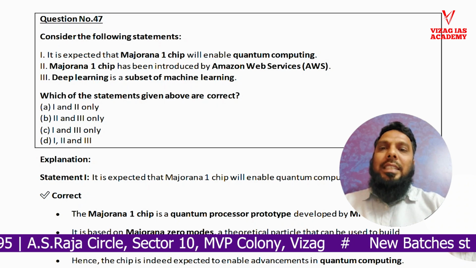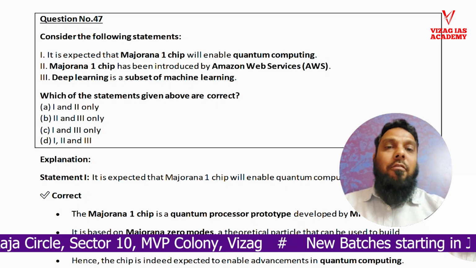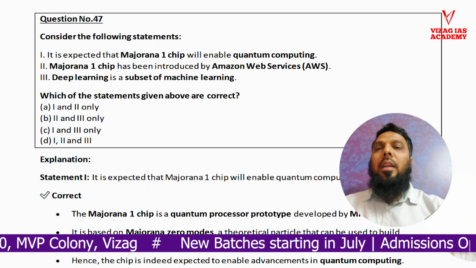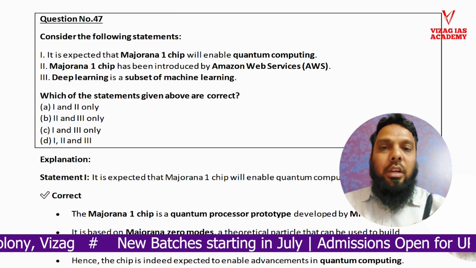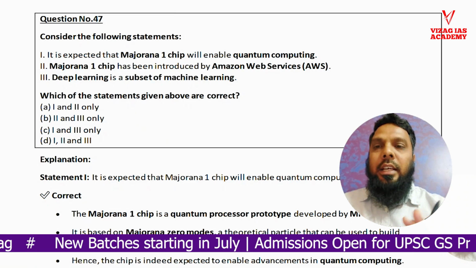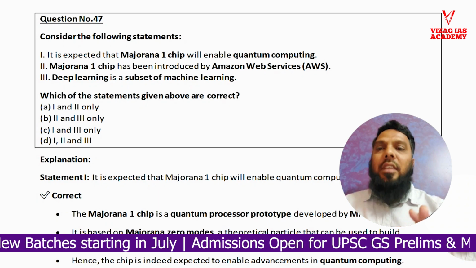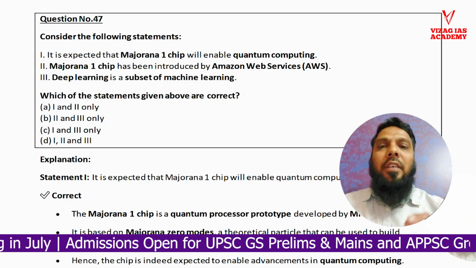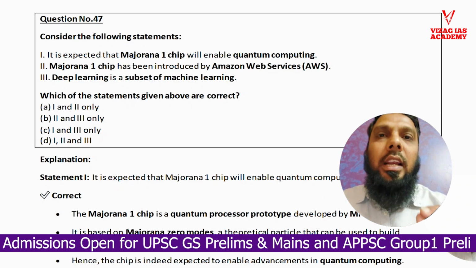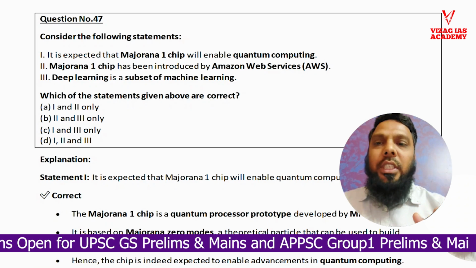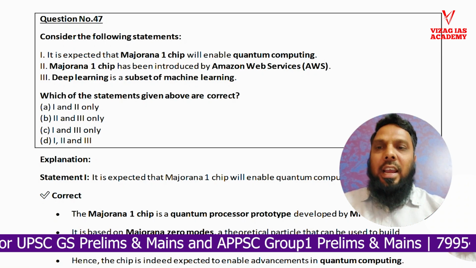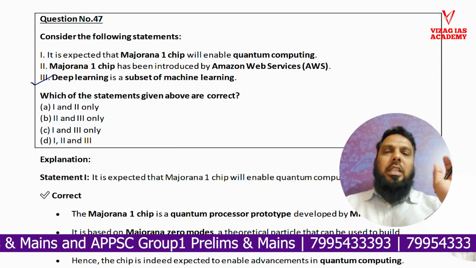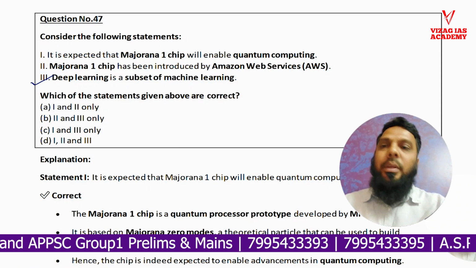Then, the Majorana 1 chip has been introduced by Amazon Web Services. AWS is what is called Amazon Web Services. Now, the third statement is deep learning is a subset of machine learning, right? Three things. When we discussed classes related to science and technology, we definitely saw machine learning, artificial intelligence, and also deep learning, right? So statement 3 is definitely right. We can definitely go with statement 3. Deep learning is a subset of machine learning. This has to be correct, right?